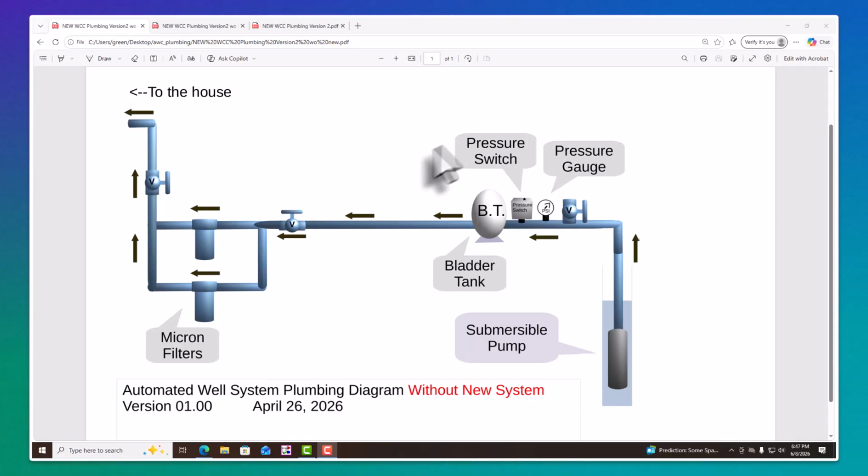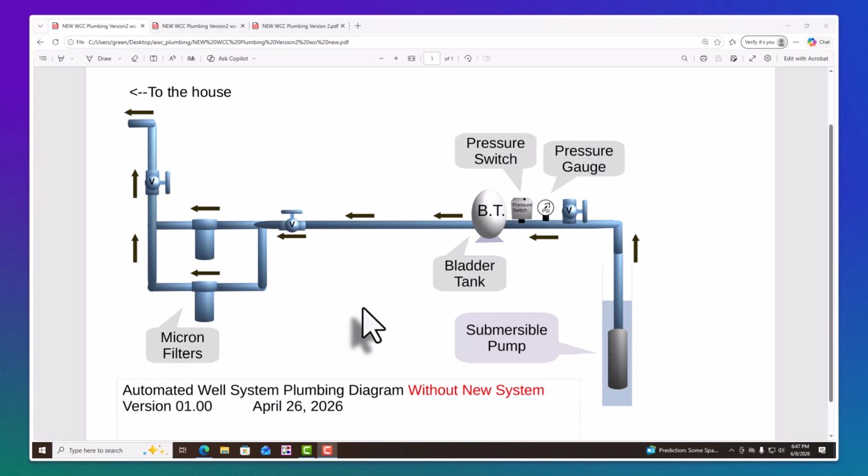So, okay, here we go. The following are those three illustrations I was talking about. So this illustration shows the original system before I added any additional plumbing or hardware.